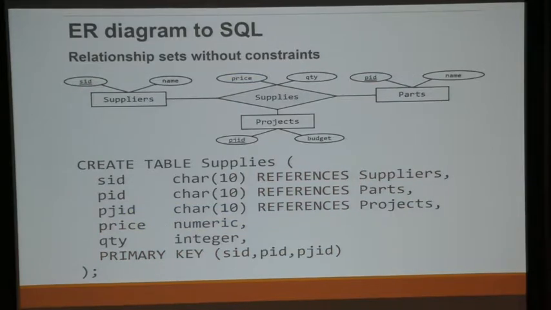So this is a ternary relationship. You have 3 entity sets. The three of them are being referenced, and we only need to store their primary keys. All right? So any questions so far?